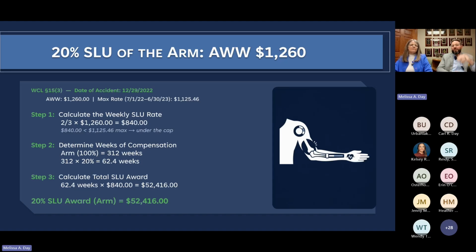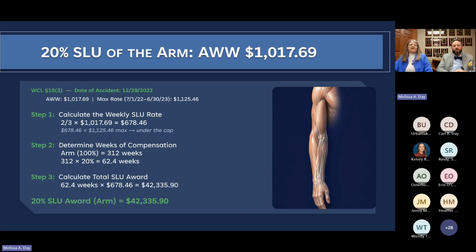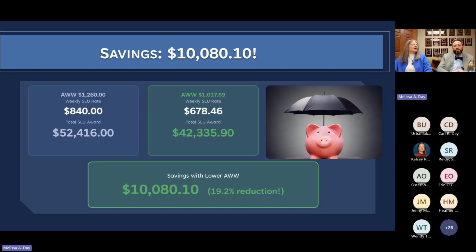That schedule is worth $52,000. So now let's take a look at what the schedule would be if we used the $1,017.69. So same permanency, but you now have reduced your liability by almost $10,000. Huge difference. Or excuse me, a little bit over $10,000.